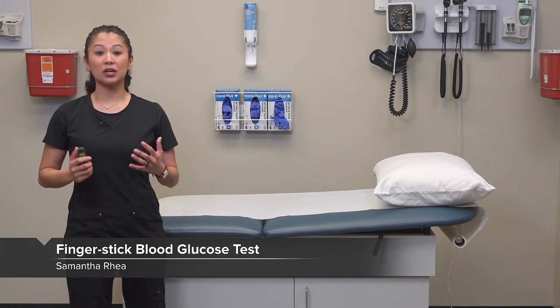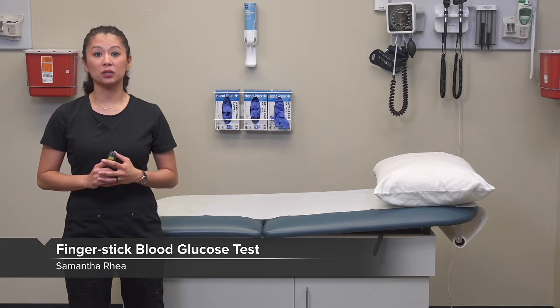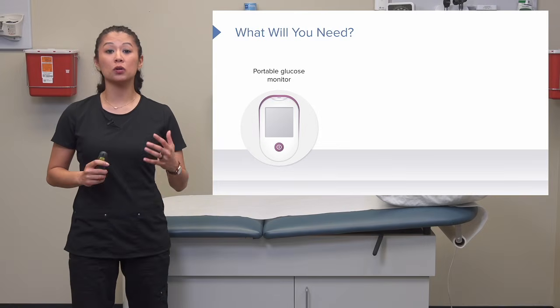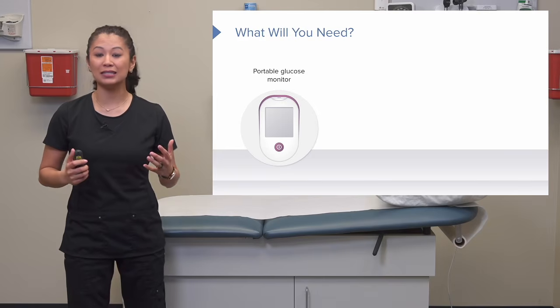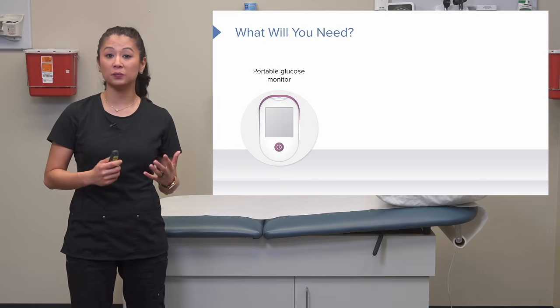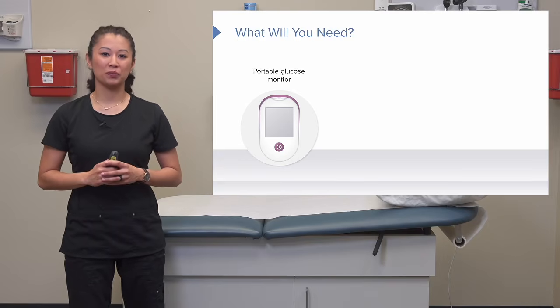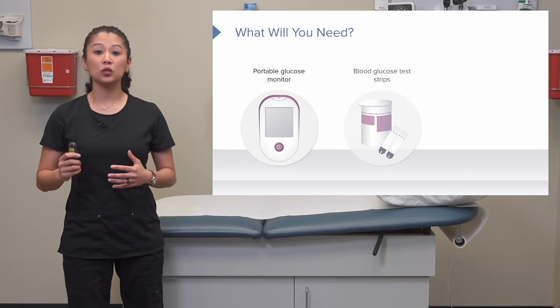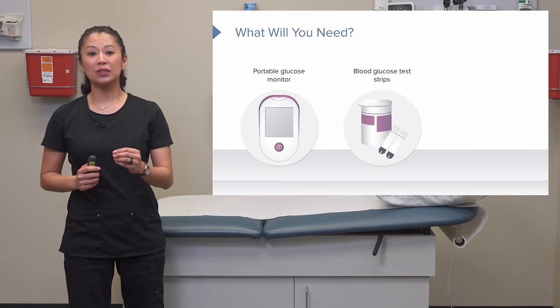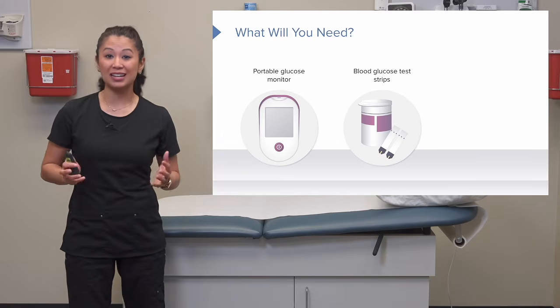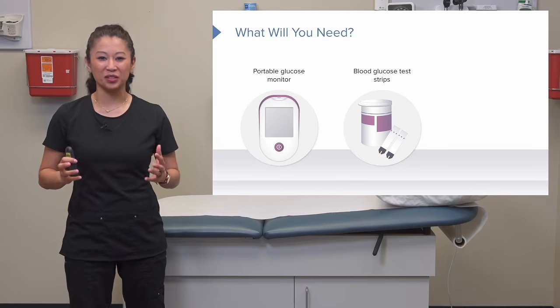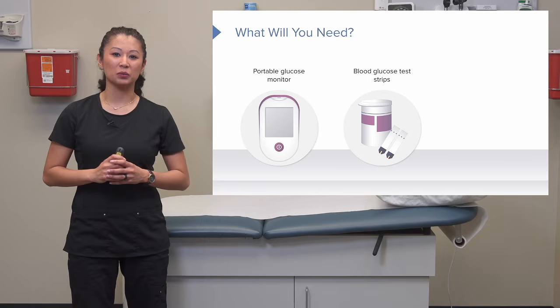Now let's take a look at how we obtain that blood glucose. So first of all is our portable glucose monitor. And again, this is going to vary depending on if you're in the hospital or at home or the monitor that the patient's using. We're also going to need our blood glucose test strips. So this is important because not any test strip can be used on any monitor. You have to make sure these are compatible.